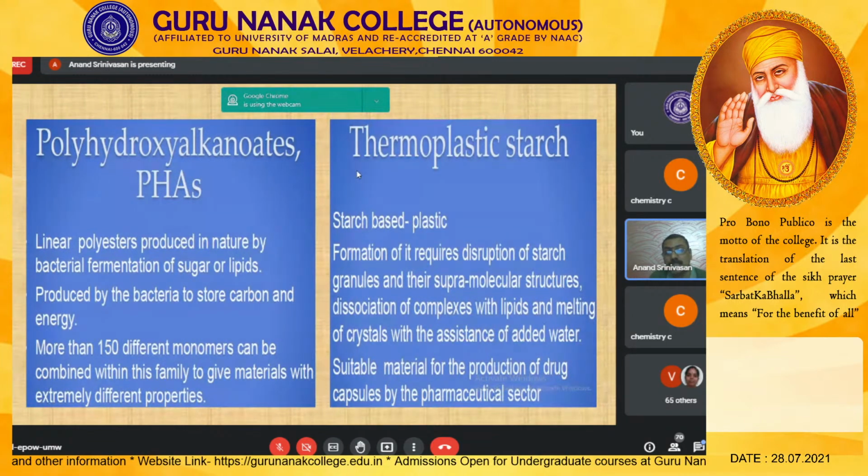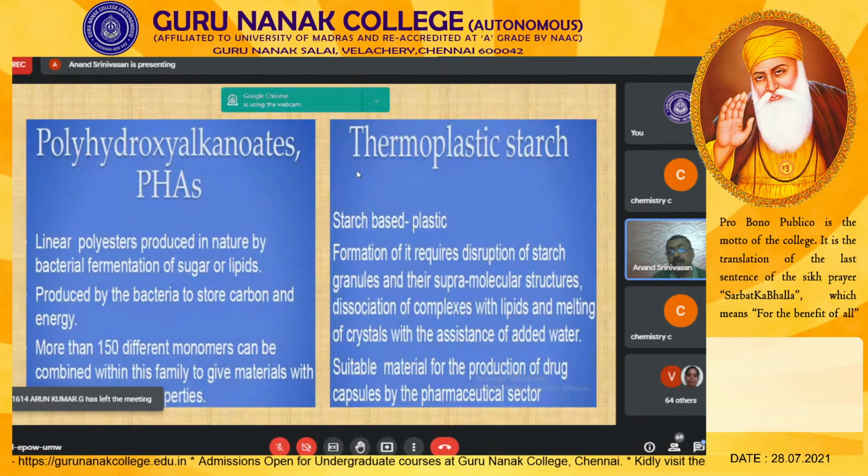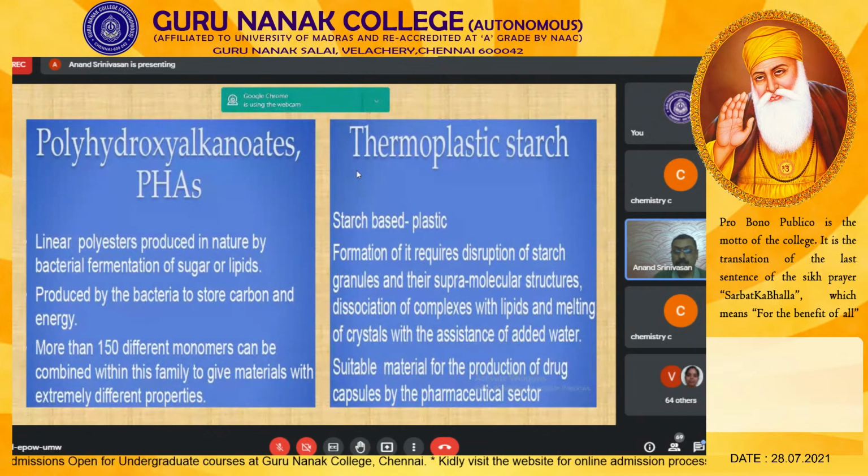Similarly, thermoplastic starch is a starch-based plastic. Its formation requires disruption of starch granules and the supermolecular structures, dissociation of complexes with the lipid, and melting of crystals with the assistance of added water. This is how your thermoplastic starch is produced. And it is suitable for the production of drug capsules by the pharmaceutical sector. So this thermoplastic starch is used as a carrier for drug materials.